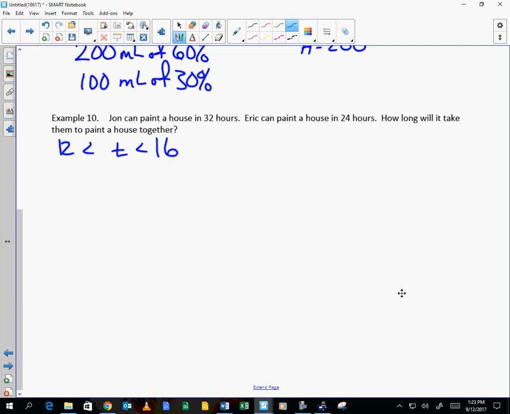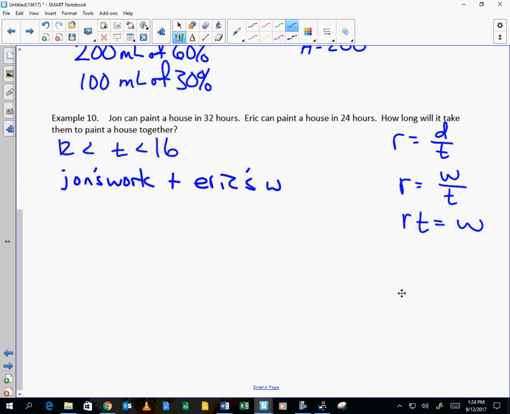And so one thing we're going to do when we do work problems is we're going to reference a rate and time. And really we have this formula. Rate is equal to distance divided by time, or rate is equal to the amount of work you do divided by time. If we equate distance to work. And so therefore, rate times time is equal to the amount of work gets done. And so if I take John's work and add it to Eric's work, how many houses get painted? One. That's what we want to accomplish. That's the amount of work we want to get done.